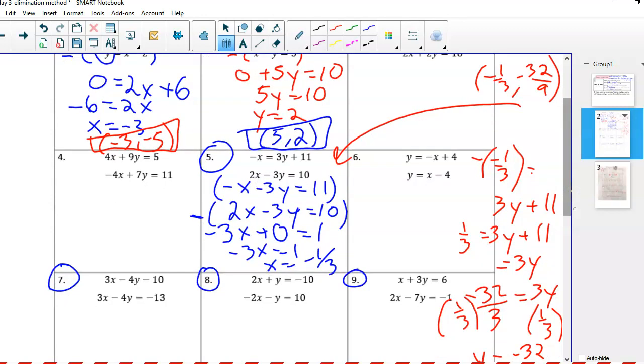Here's how we got the negative x minus 3y equals 11. I'm confused on how we got the negative x minus 3y equals that. You subtracted 3y. So you just took negative 1/3 and then put it into the other equation. Put it into one of them. It doesn't matter which one.